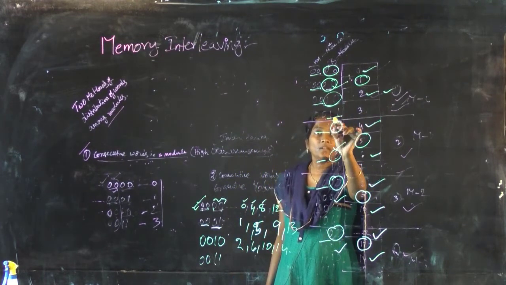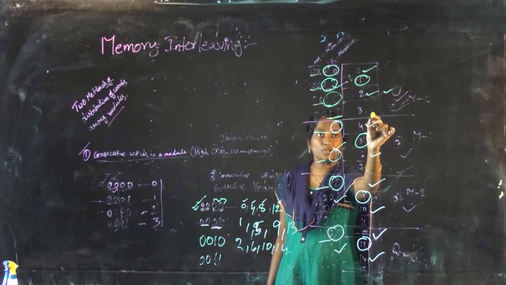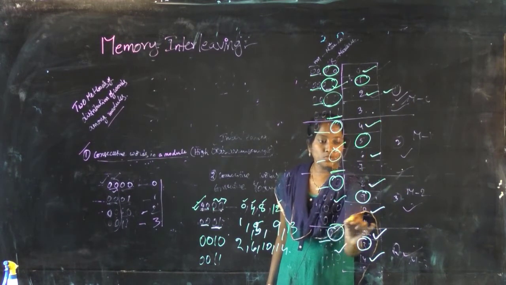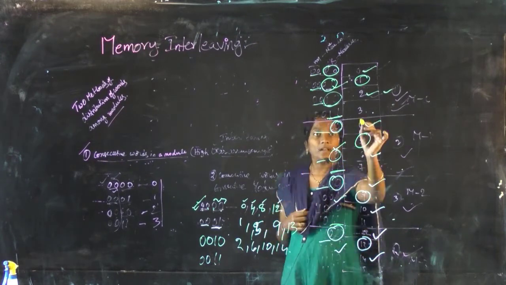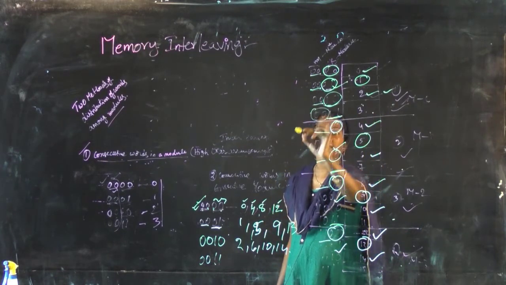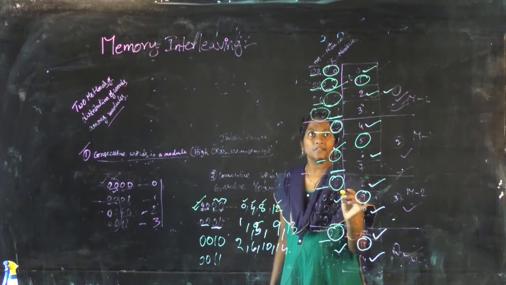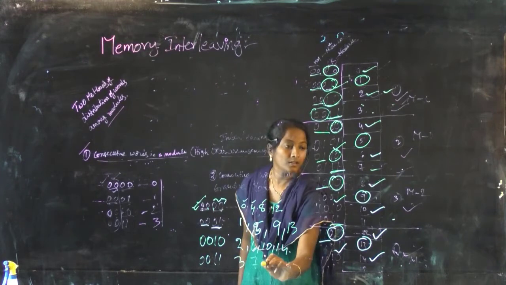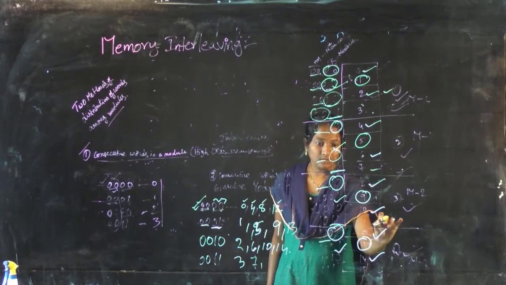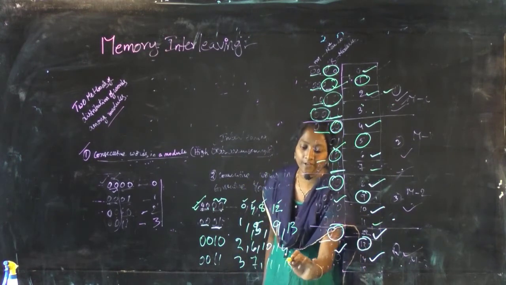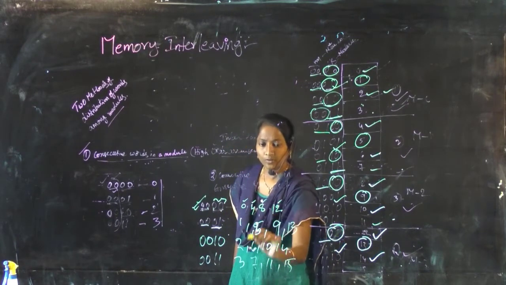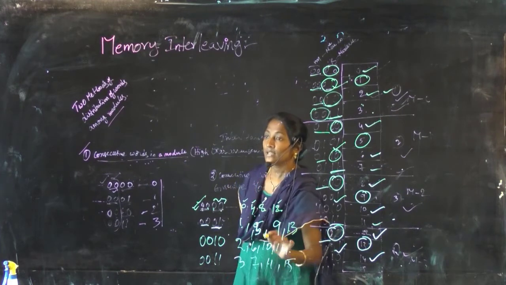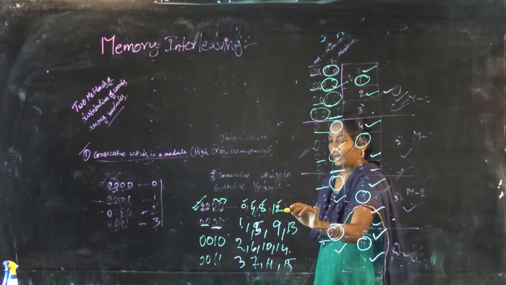So if the lower order bits are 11, then module 0, module 1, module 2, and module 3 are selected. Then at that place, with the help of the memory location addresses, we get 3, 7, 11, 15. Here these words, 1, 2, 3, 4, 5, 6, 7, 8, 9, 10, 11, 12, 13, 14, 15, 16, so 16 words are transferred.